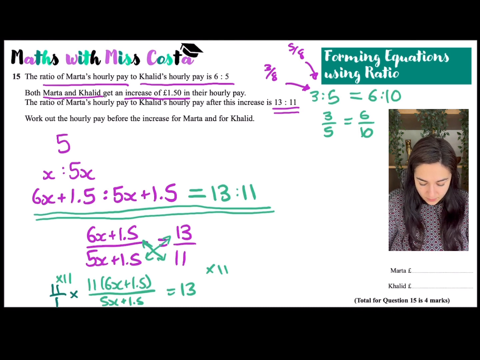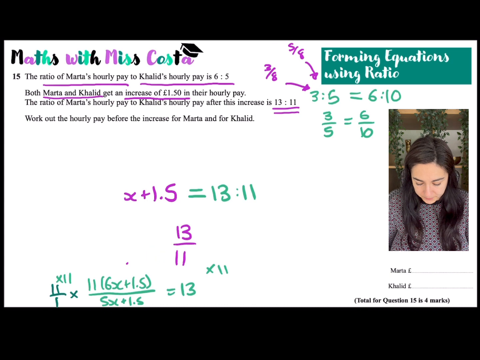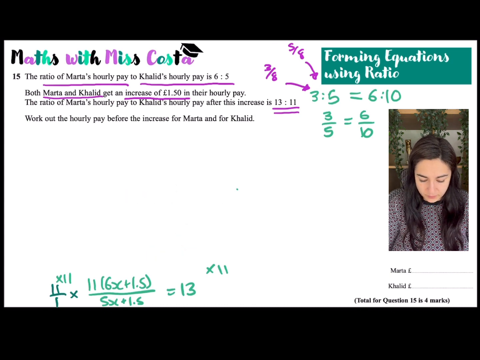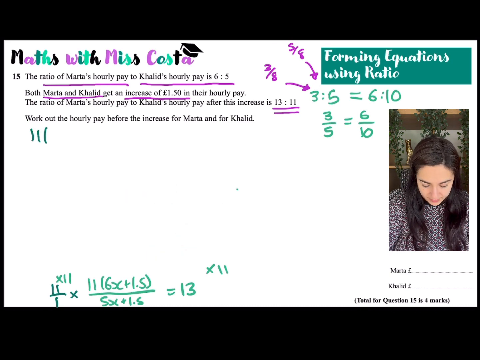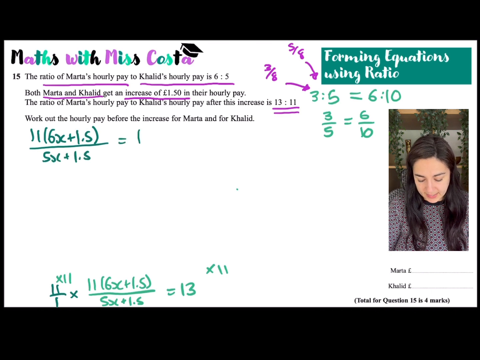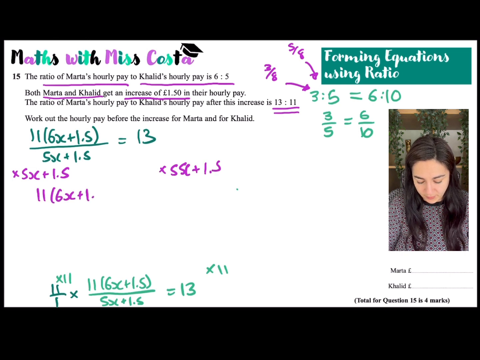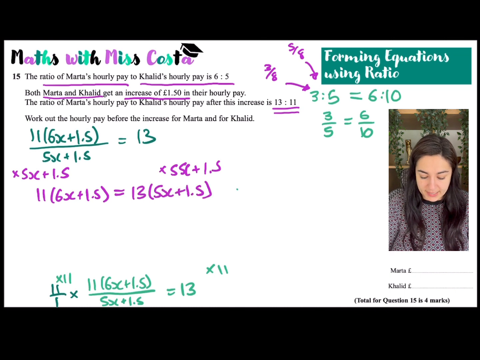And then what do I do? Well, I'm going to move on to the next part. I've got 11 brackets 6x plus 1.5 over 5x plus 1.5 equals 13. I want to get rid of the denominator, so I'm going to multiply both sides by 5x plus 1.5. So I'm left with 11 brackets 6x plus 1.5 equals 13 brackets 5x plus 1.5. Now I've got myself some brackets. What can I do? I can expand them.